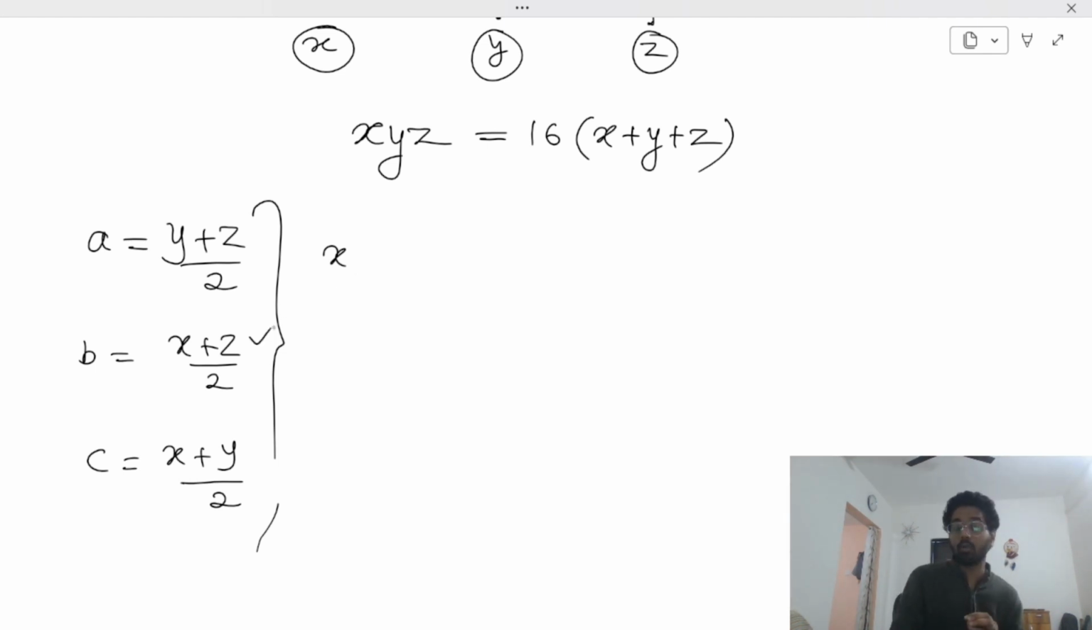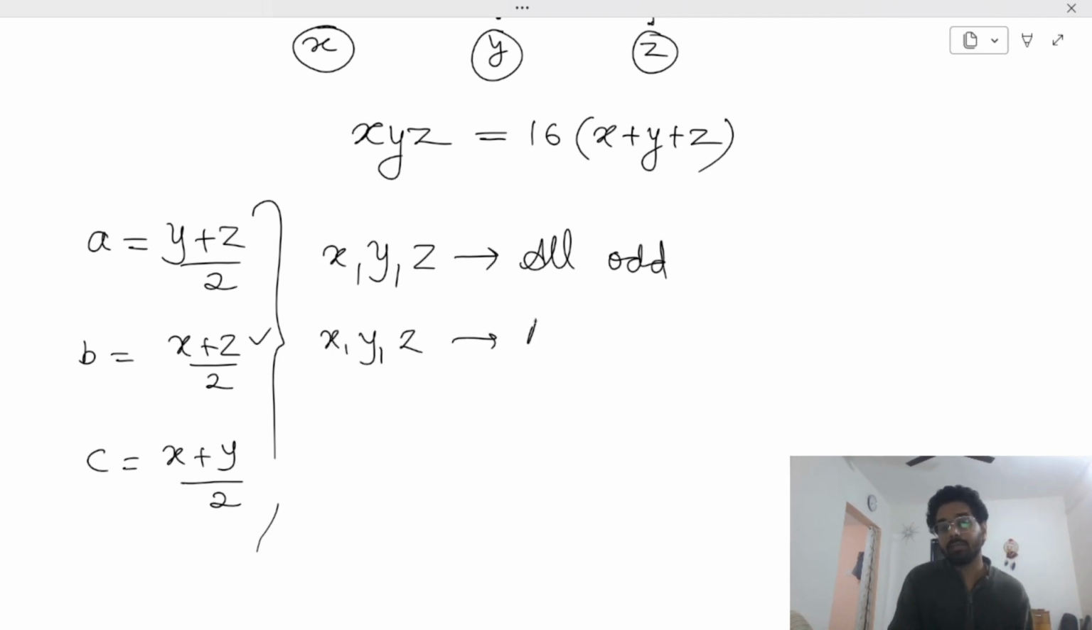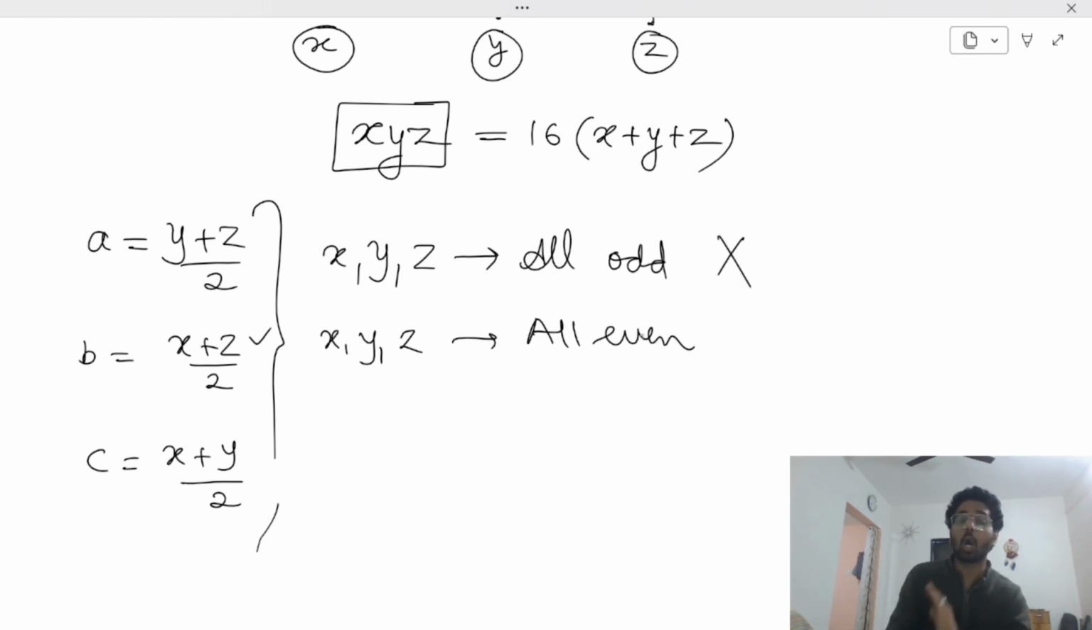Similar conclusion we can have over here: x and z both are odd or both are even. So we can have one conclusion: x, y, and z all are odd, or x, y, z all are even. Now, if x, y, and z all are odd, then the multiplication of x, y, z becomes odd. But on the right hand side, 16 multiplied by something is going to be even. So that's not a clear-cut case. The only thing that we will have is x, y, and z all are even.